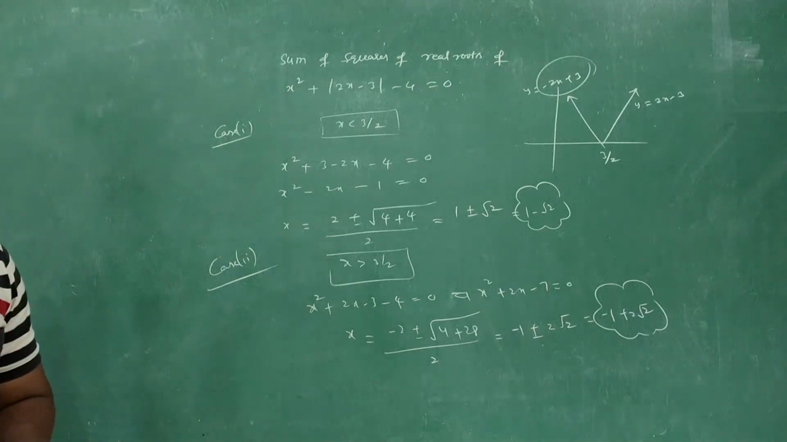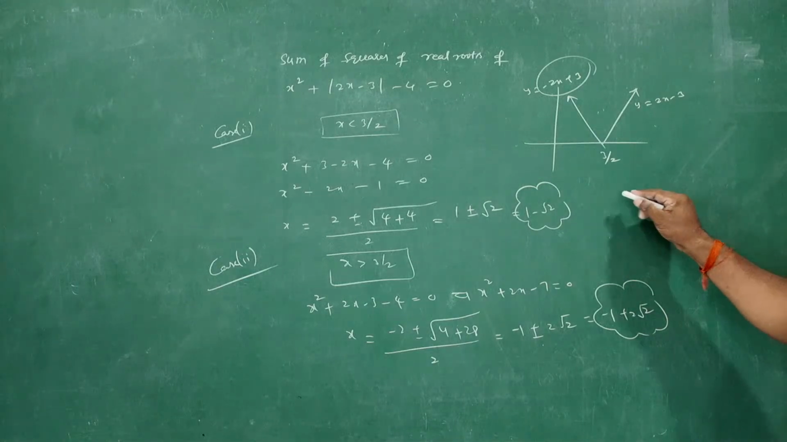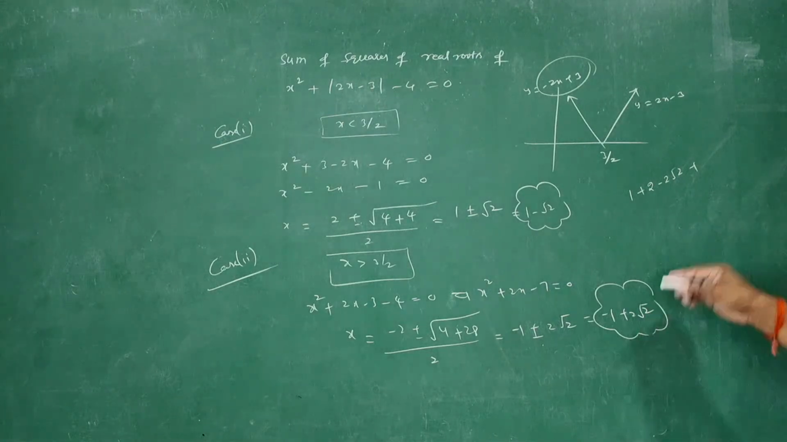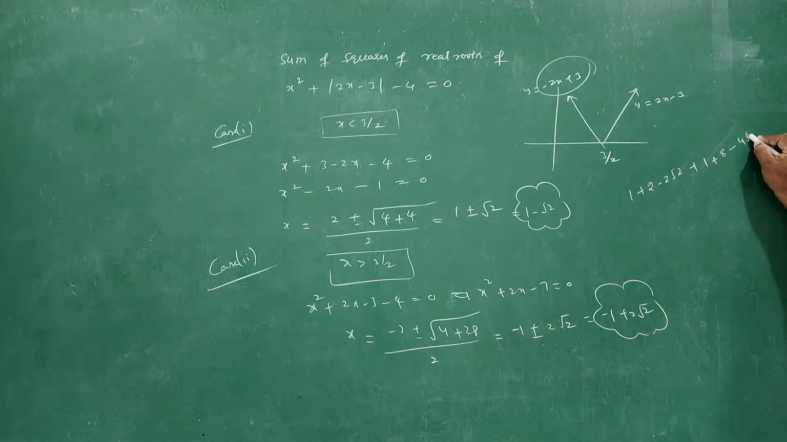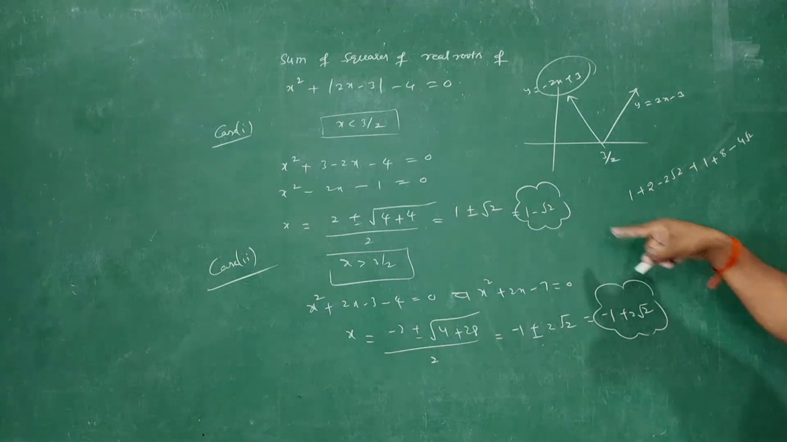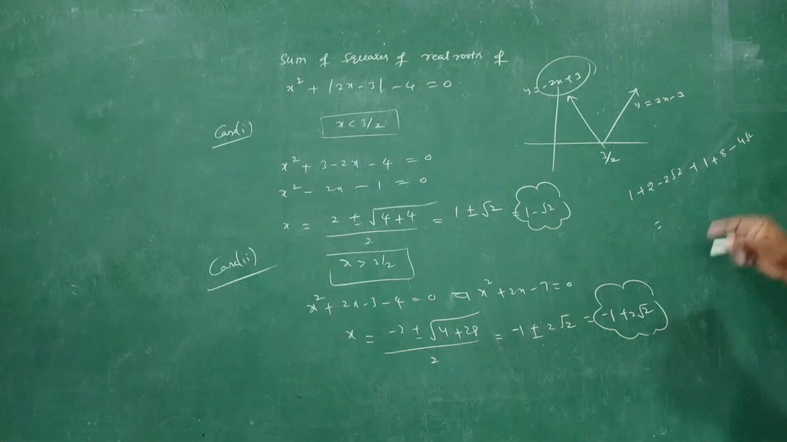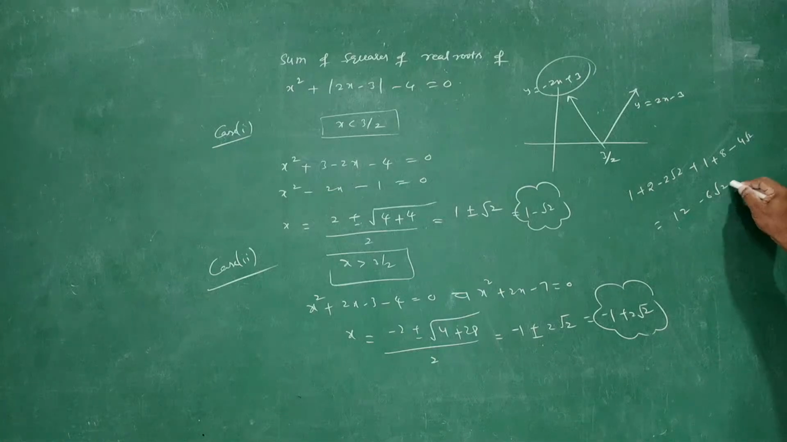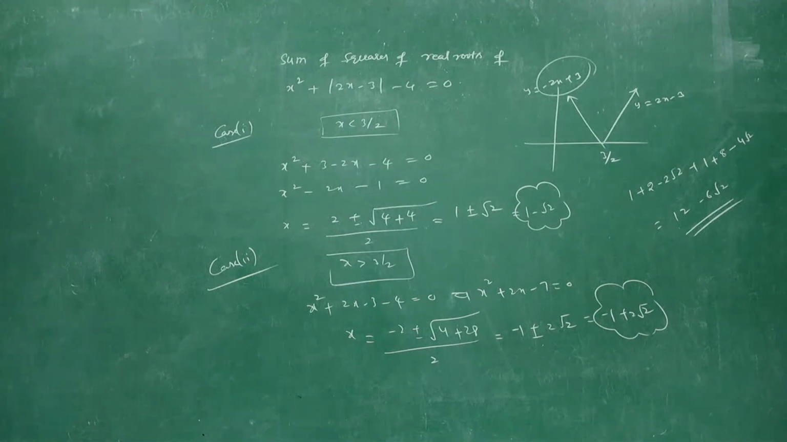Now the sum of squares of real roots. Sum of squares of these two, that is the answer. Square of this: 1 plus 2 minus 2 root 2, next plus square of this: 1 plus 8 minus 4 root 2. Sum of squares of these two real roots I am writing. A minus b whole square formula, and here also a minus b whole square formula. 8, 2, 10, 12 minus 6 root 2. 12 minus 6 root 2 is the answer. Next.